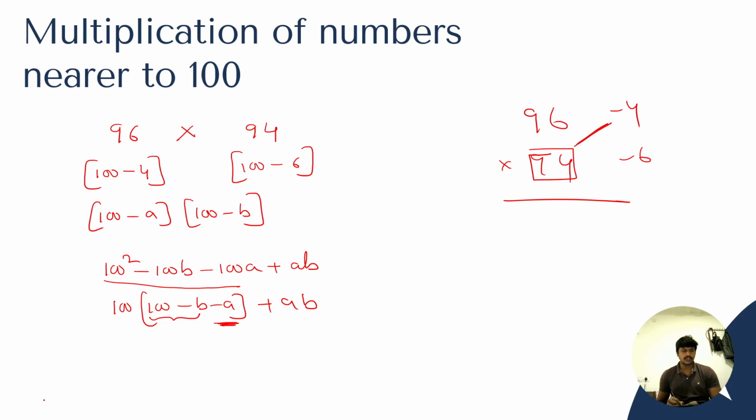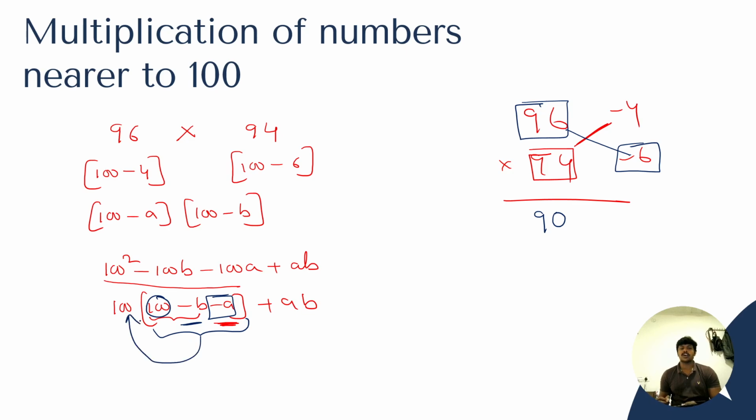Or, you can also think like this. 100 minus A is one of our numbers and we are subtracting B. Then that will give you the first part of your answer. Like 96 minus 6, you are going to get 90. Now, after this, you are going to multiply this number with 100.